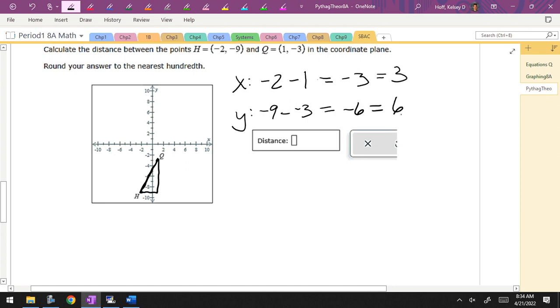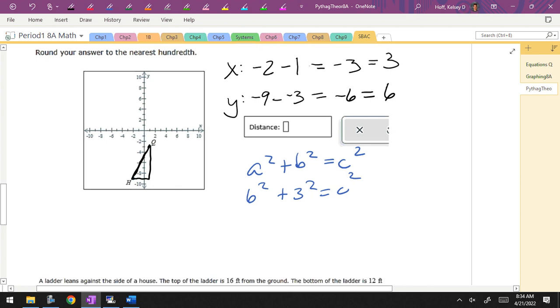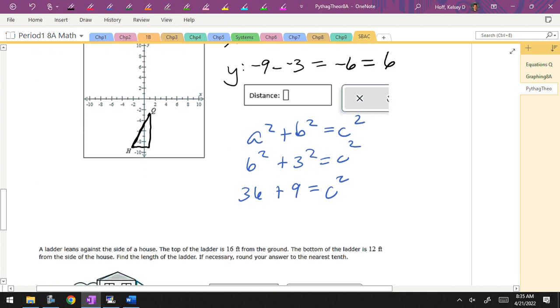No. Use a positive. Now, 3 and 6 are what we're going to use in a squared plus b squared equals c squared. One of them for a, one of them for b. Which one do you want for a? 6 squared plus 3 squared equals c squared. 6 squared, 36. 3 squared, 9. C squared stays c squared. Now what do I do? Add them. 36 and 9. 45.